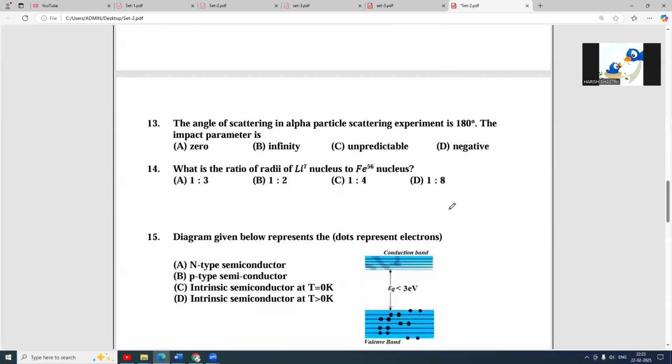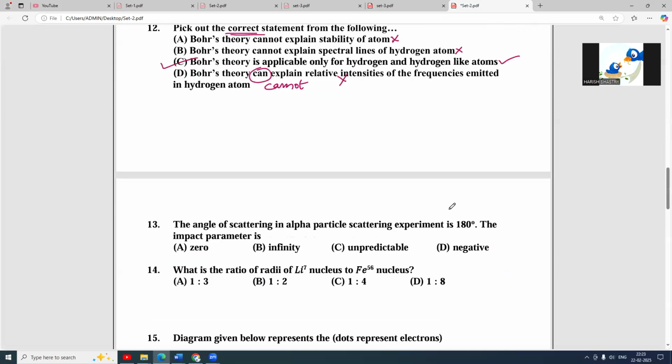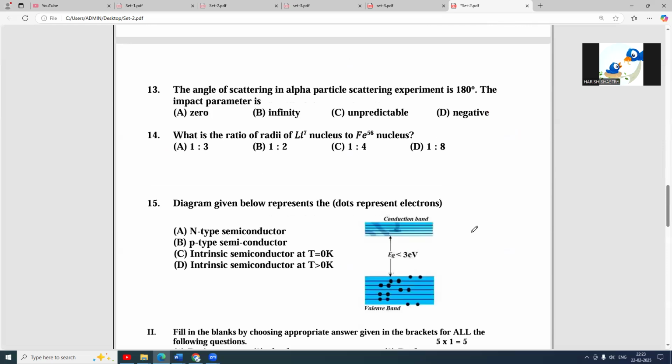Okay, 13. The angle of scattering in alpha particle scattering experiment is 180 degrees. That means if you have a gold nucleus here and you put an alpha particle, 180 degree scattering angle means it is going and coming back along the same path but in the opposite direction. This is possible when the alpha particle is heading directly towards the nucleus. If this alpha particle is away from the nucleus, then it will be deflected like this, and the angle of deflection will not be 180 degrees.